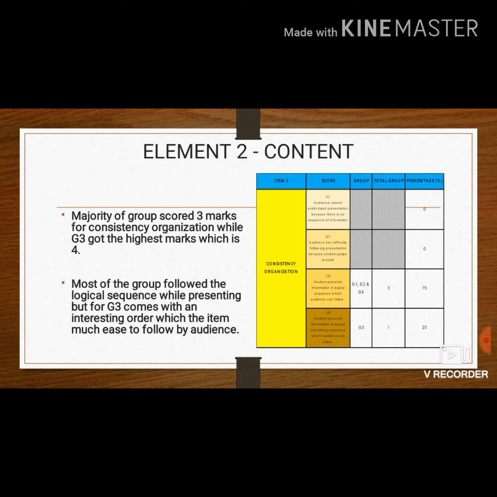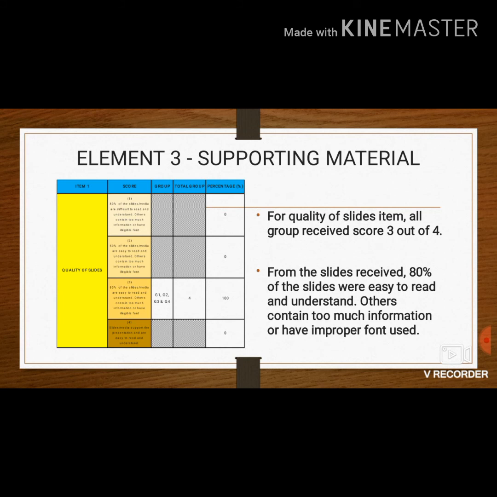Okay, next we go to element number 3, the last element to be analyzed. Element number 3 is supporting material. Under the supporting materials, there are 2 items to be analyzed. The first item is quality of slides. For quality of slides, all of the groups received a score of 3 out of 4. This is because from what I have seen, 80% of the slides were easy to read and understand, but other slides contained too much information or had improper font use.